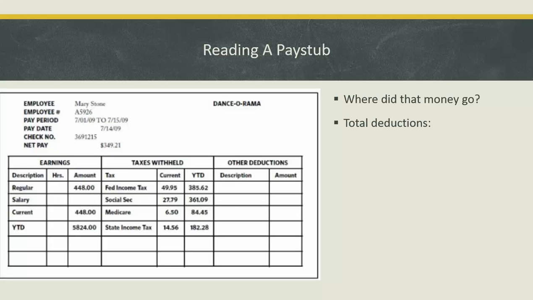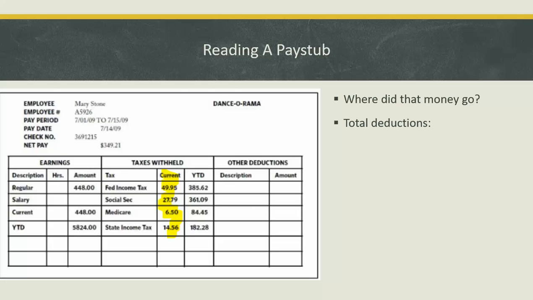You may be wondering, where did that money go? We can find this by looking at the deductions, or in this case, the taxes withheld. Your employer is required to withhold taxes, as well as some other potential items, from your paycheck. We're going to look at her current paycheck. So using this, we can tell the amount of money that was taken from her paycheck.